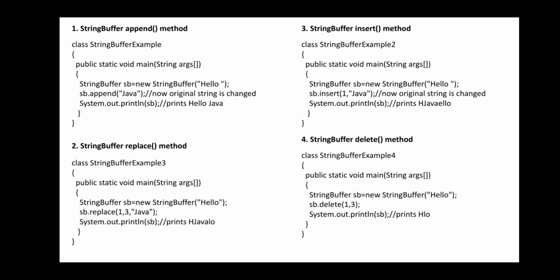From the first character to the next 3 letters means the index will start with 0. E will be replaced with J. The next 3 characters will be there. What are those 3 characters? 1, 2, 3: ELL. ELL will be replaced, and you are going to have H Java LO as the value. So this is how you are going to replace the information.